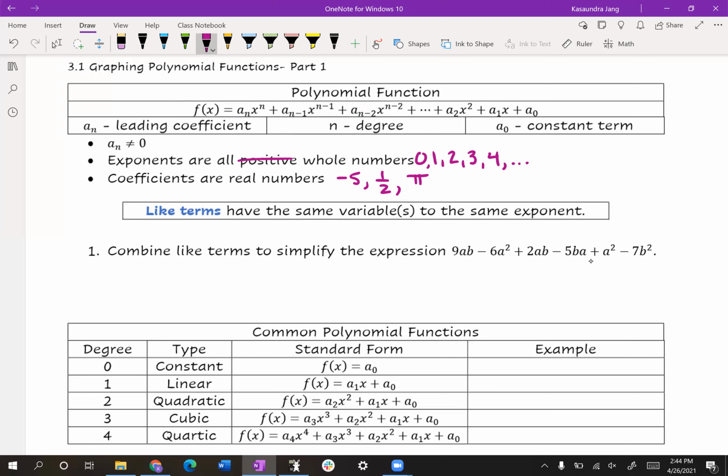So let's use those to combine like terms. Your definition of like terms: like terms have the same variables to the same exponents. My variables are like the letters. So let's talk about the same variables. On this one, I've got an a and a b. Those are my two variables. Which ones have an a and a b? This one, 2ab. This one's got an a and a b. I think those are the only ones with the a and a b.